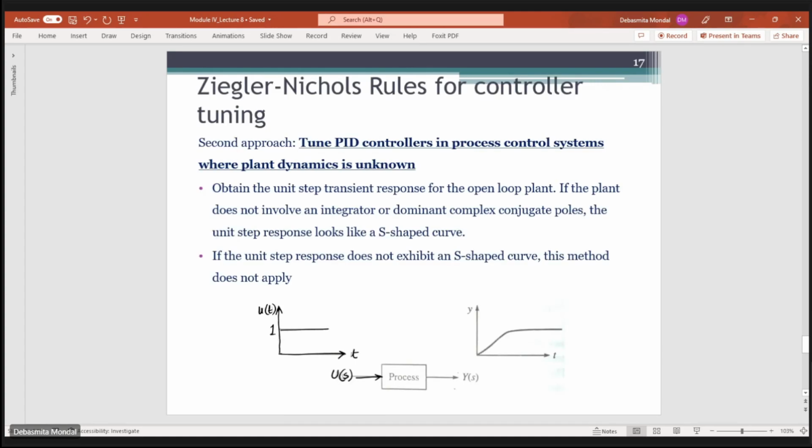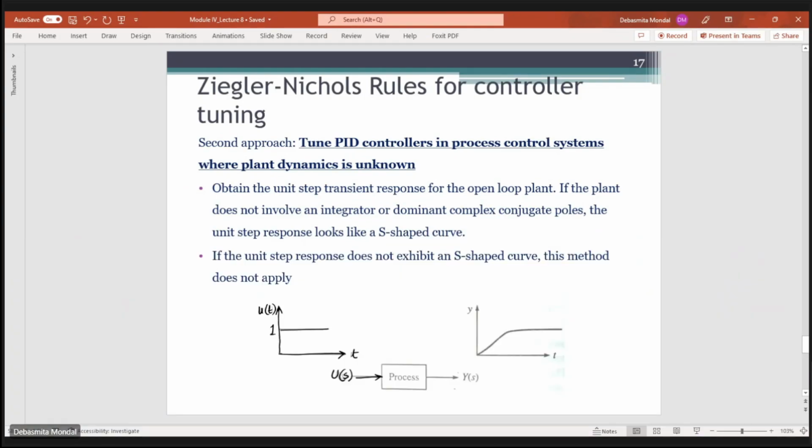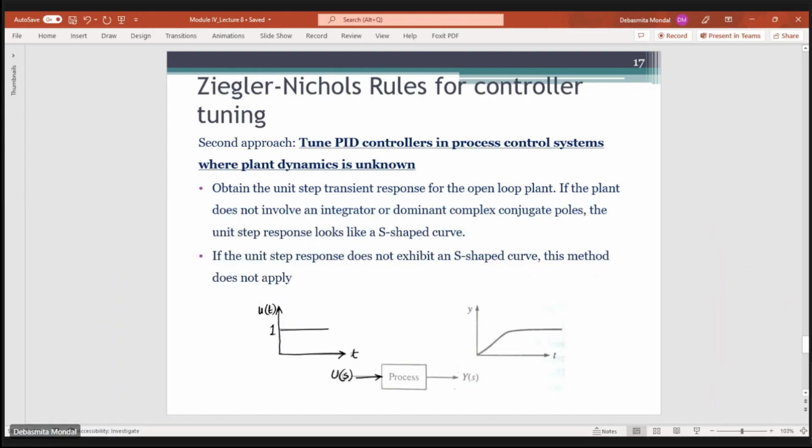The second approach for controller tuning is for the case where the plant dynamics is not known. Most of the time the plant might show up as a black box to you, so you don't know what is actually happening inside the plant. All you have been given is the plant, which we don't know what is inside, a controller and some feedback, and you have to find the desired output. So in that case, how would you control?